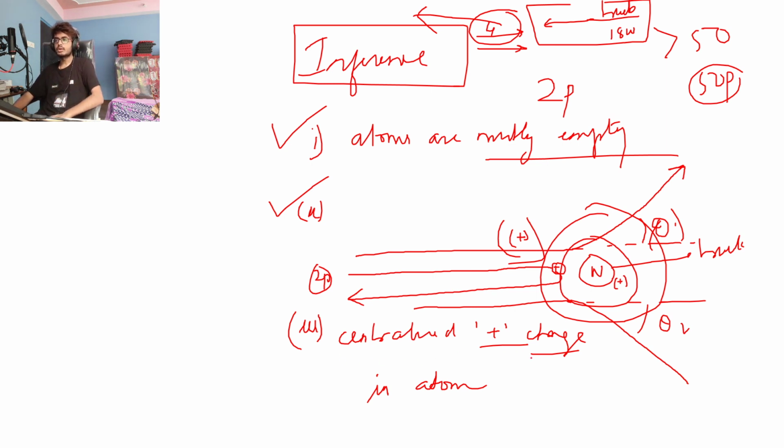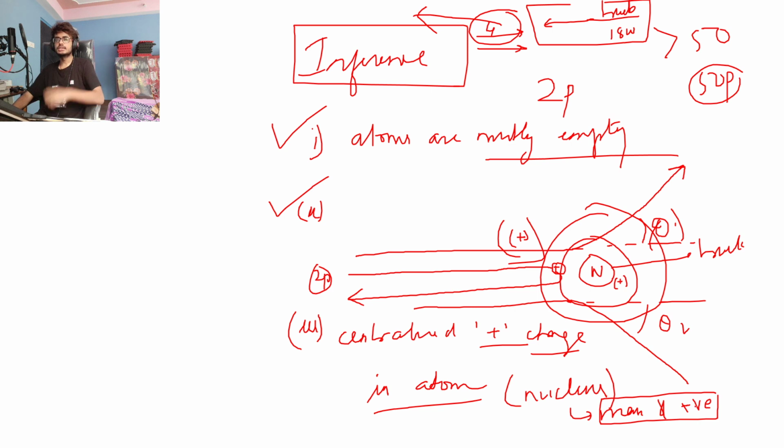Which meant there is some concentration of mass and charge in the center of an atom, and that was known as the nucleus. There is something heavy and something positive in the center of an atom, which is causing the positive alpha particles to completely rebound back. That concentration of mass and charge was termed the nucleus. That is why we have the nuclear model of an atom by Rutherford, the Rutherford nuclear model of an atom. So is this clear? What are the 3 observations and what are the 3 inferences?